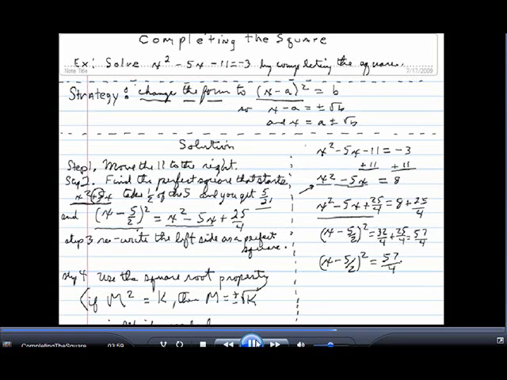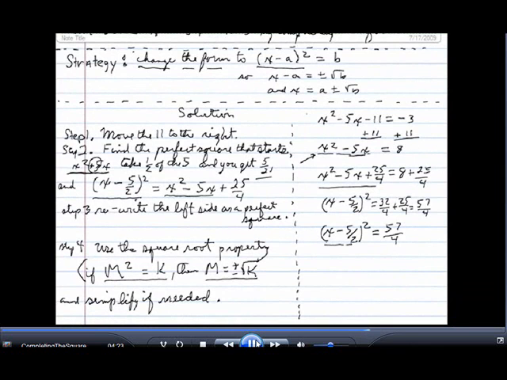So now we have the problem x minus 5 halves squared is equal to 57/4, and let's go back up top where we had a strategy. We wanted to make it x minus something squared equals something. That's what we've got. X minus 5 halves squared equals 57/4. So now we're ready to use the square root property. And the square root property says if m squared is equal to k, then m is positive or negative the square root of k. So here's our m, the x minus 5 halves. And we've got m squared equals k, so we write m, x minus 5 halves, is equal to positive or negative the square root of k, which is 57/4.